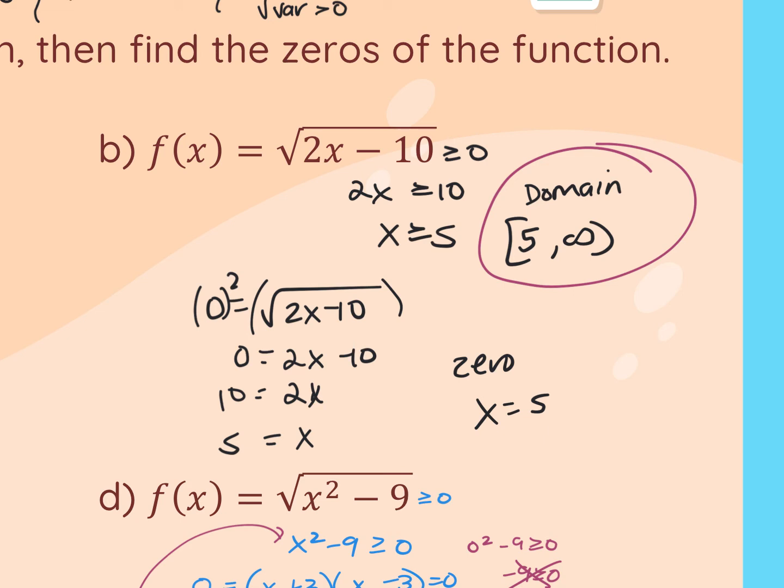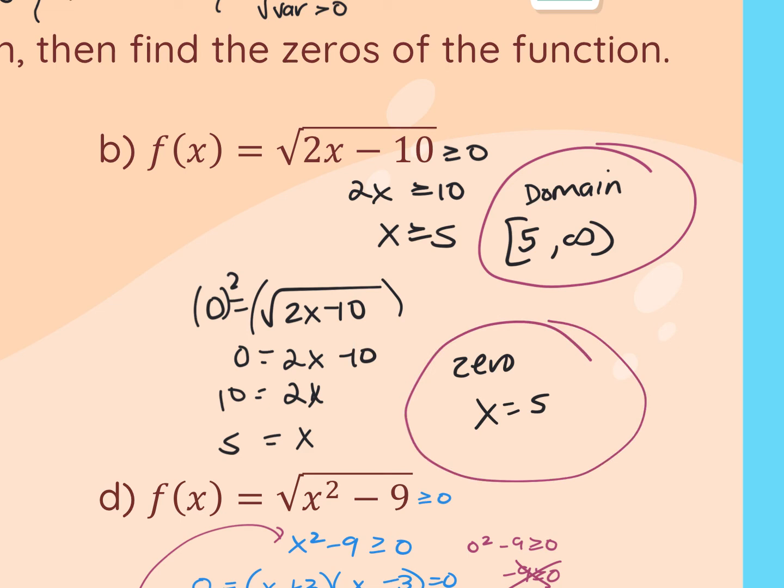This time you had something underneath the square root, so we set that greater than or equal to 0. Solve, and you get x had to be greater than or equal to 5, which is where that interval notation comes from. To find the zero, we set it equal to 0, square both sides. You get 0 equals 2x minus 10. Move the 10, divide by 2, and x equals 5 is your zero. Okay?